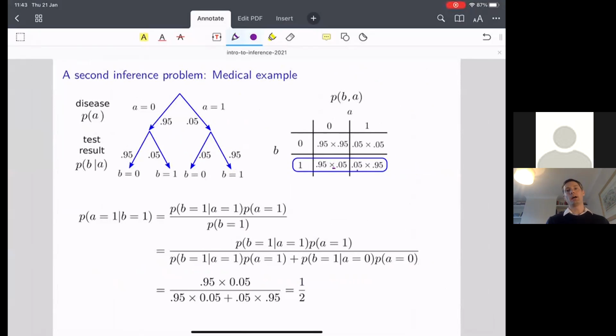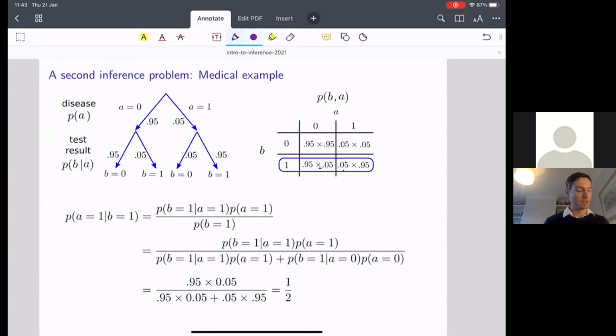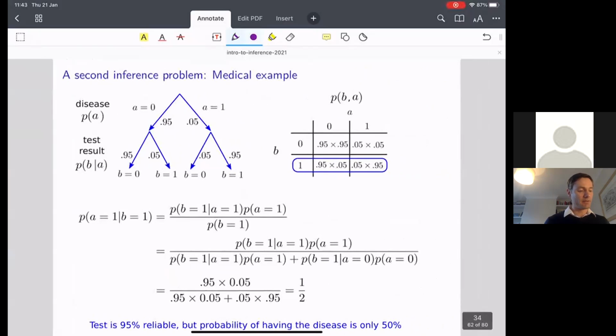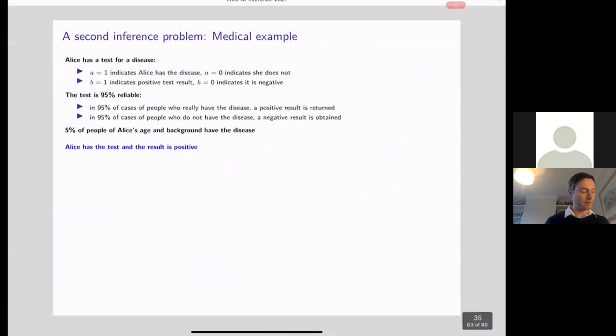Okay, so to recapitulate, what we have done is we've just solved an inference problem. We've seen some observed data, a test result, and we've used it to compute a distribution over an unobserved quantity, whether she has the disease or not. And there's a 50% chance she has it and a 50% chance she doesn't have it. And now we're going to get to the nub of the question that I really want to answer through this example. And that question is the following.